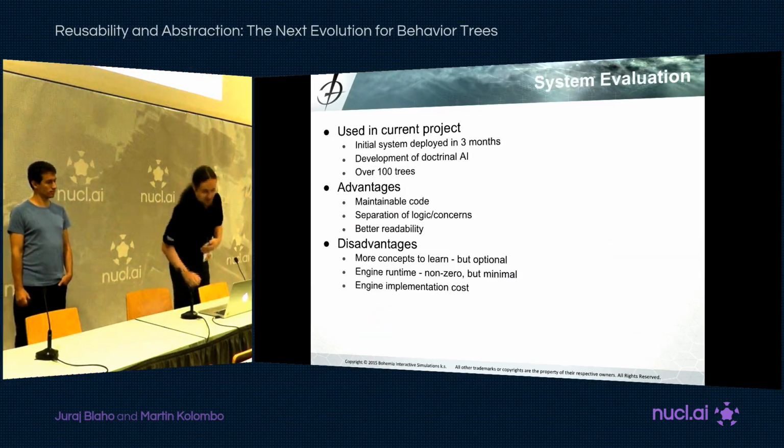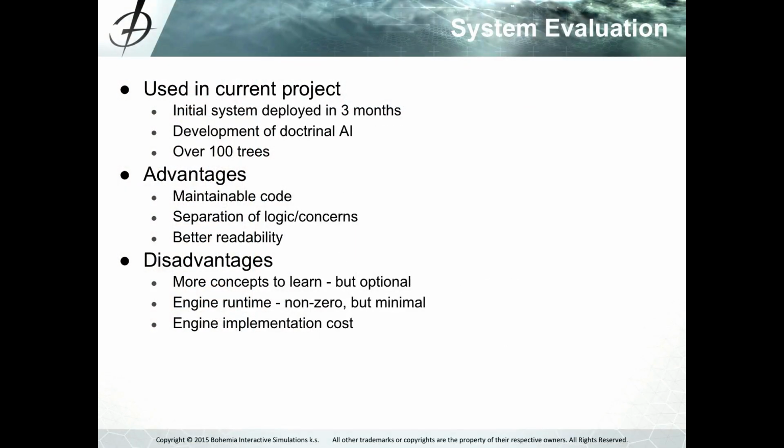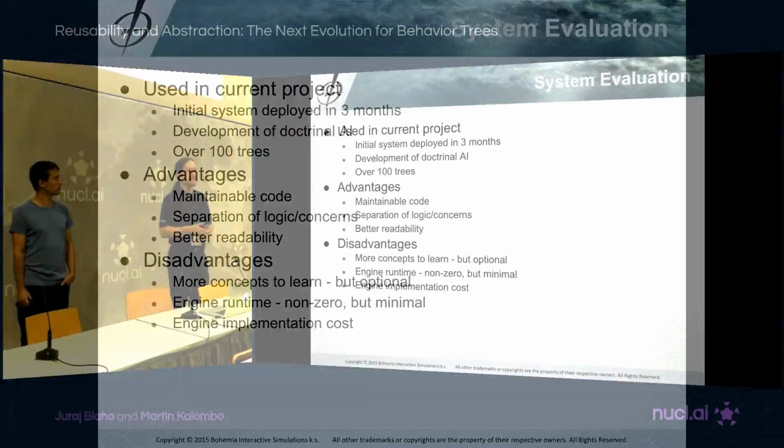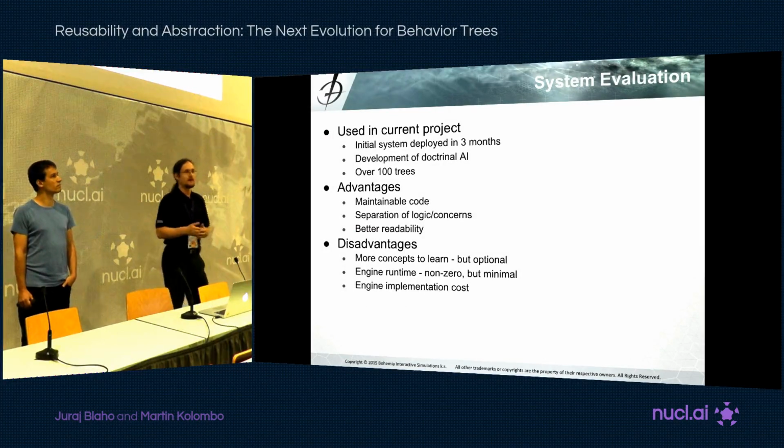A little bit on evaluating this system, because as I've said, we use it currently on our project. So we've been able to deploy it in under 3 months, including training up the designers to be able to use the new features. We had an FSM-based system originally, so this included training up the designers to be able to use behavior trees in general. We use it to develop doctrinal AI for our military simulations. So that means the AI has to be fairly predictable. It has to do very specific things at specific points.